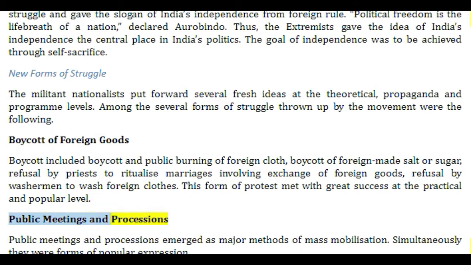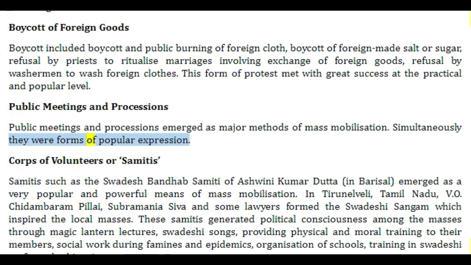Public meetings and processions. Public meetings and processions emerged as major methods of mass mobilization. Simultaneously, they were forms of popular expression.